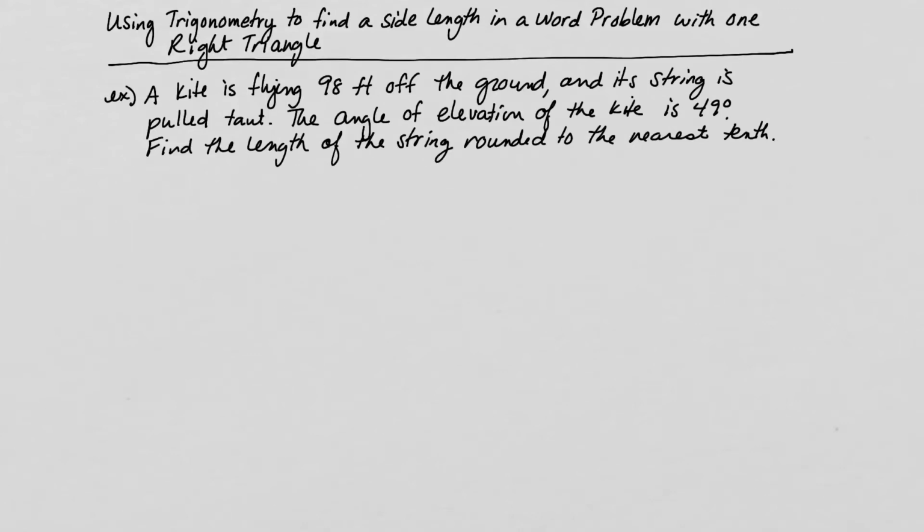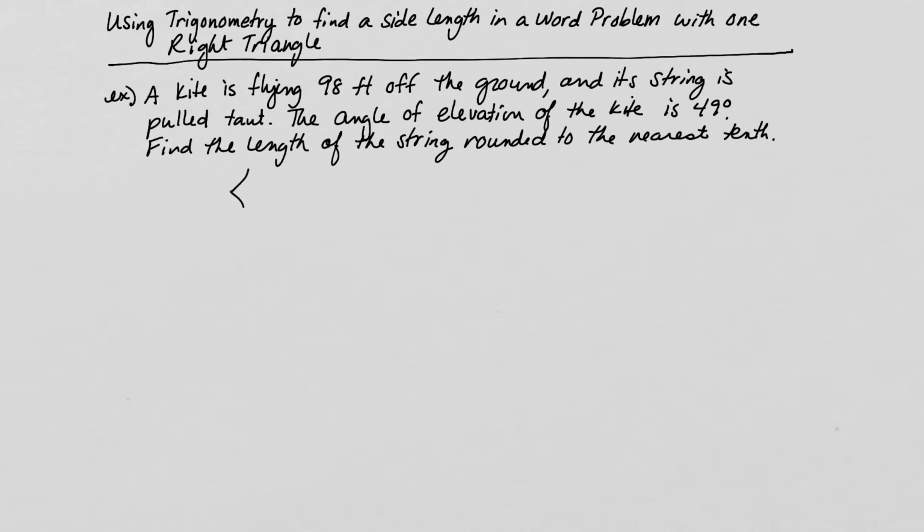In this video, we are going to look at using trigonometry to find side length in a word problem. So my very first tip is, after you read the word problem, you should always draw a picture. So our first problem here says, a kite is flying 98 feet off the ground and its string is pulled taut. Okay, and the angle of elevation of the kite is 49 degrees.